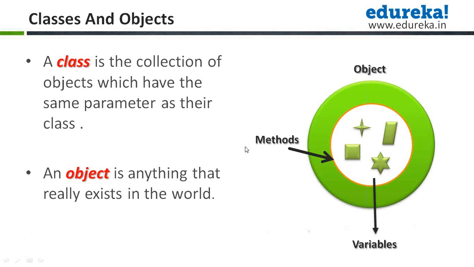First of all, what are classes and objects? A class is a collection of objects which have the same parameters as their class. Now in Java, as I said, whatever code you write will be present within a class.